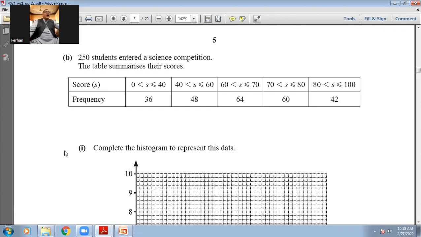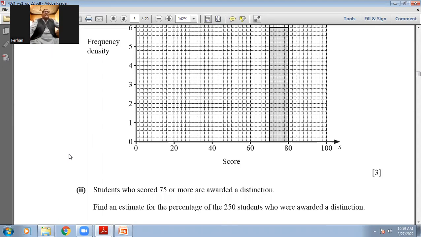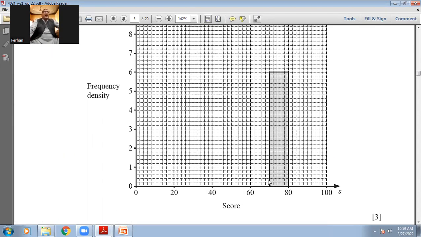B part. 250 students entered a science competition. The table summarizes their scores. So here 0 to 40 score, 36 people; 40 to 60, 48 people; 60 to 70, 64 people; 70 to 80, 60 people; 80 to 100, 42 people. So complete the histogram to represent this data. Only one bar is shown here.